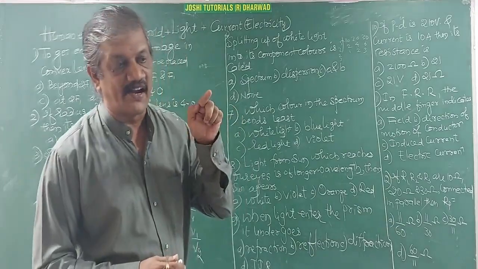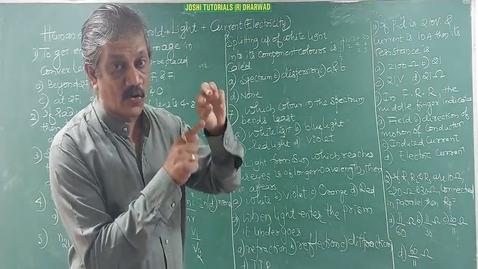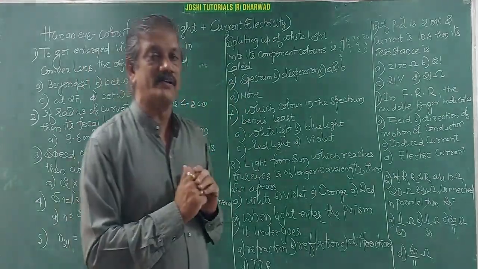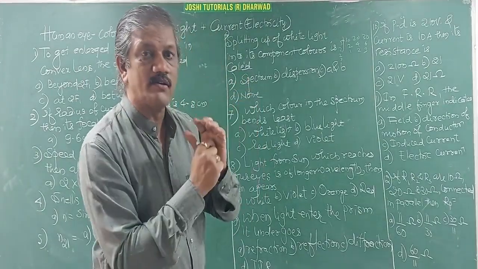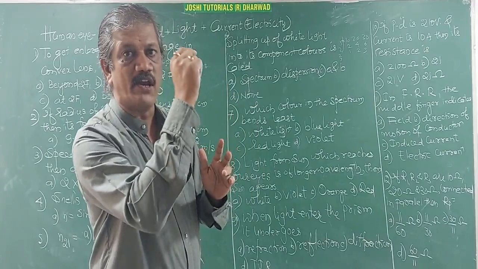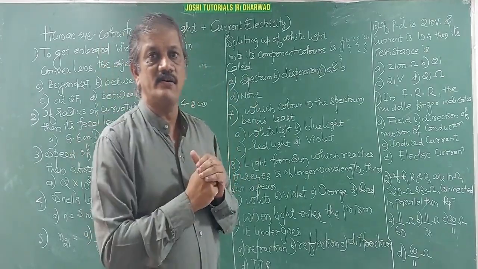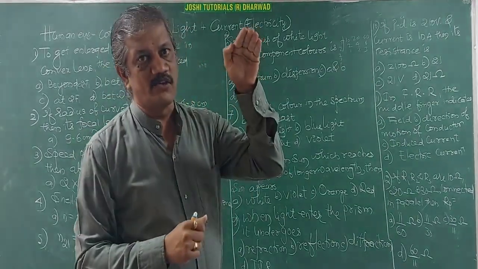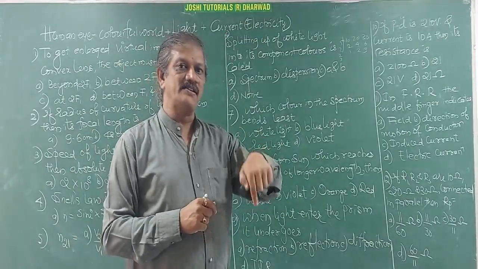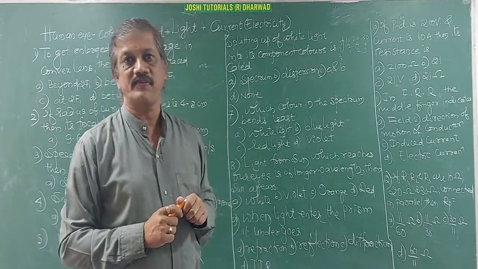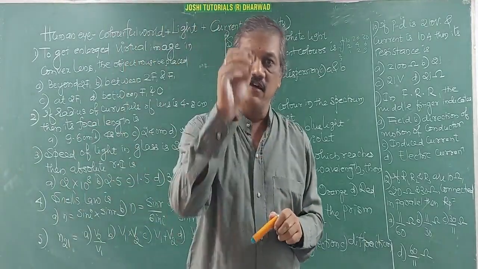What happens when light enters the prism? It undergoes refraction. You remember the word? Which colors are you going to get? VIBGYOR: violet, indigo, blue, green, yellow, orange, red. The color that bends the least is red. The maximum bending is violet. The sky color is blue.